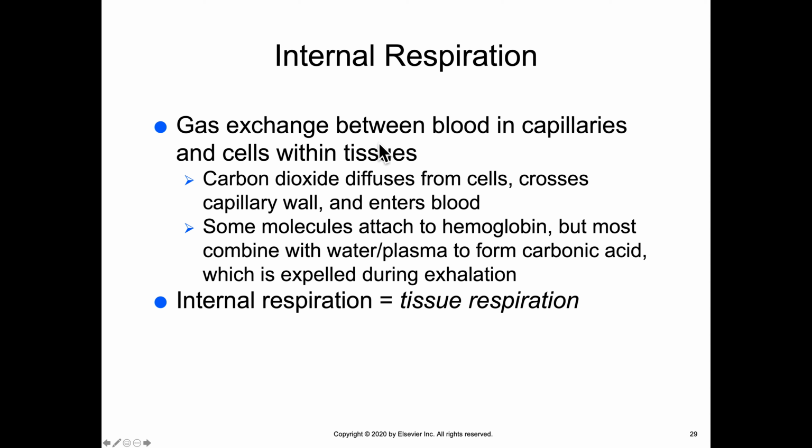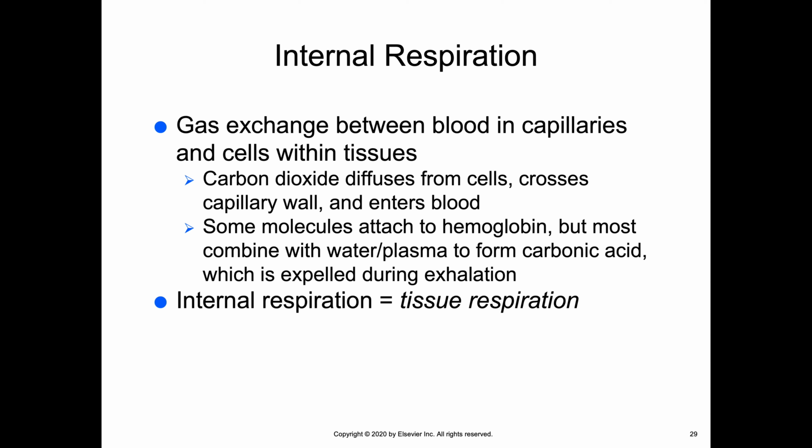At the body tissues, the cells are going to be filled with carbon dioxide that has to be released. So carbon dioxide diffuses from the cells, crosses the capillary wall, and enters the blood. Once the carbon dioxide enters the blood, some of it will attach to hemoglobin, which is a carrier molecule. It's a protein. But most of it will combine with water to form carbonic acid. It only stays at carbonic acid for a moment. It then becomes bicarbonate, which is another molecule that allows the pH of the blood to stay the same.